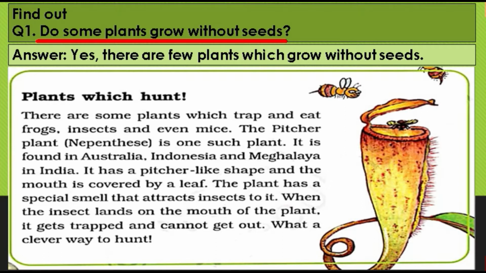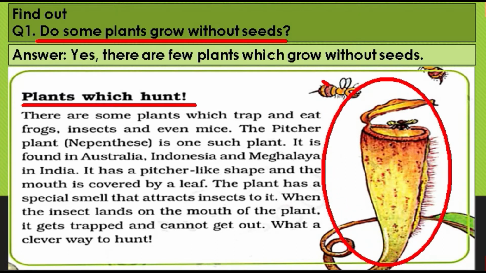Now students, here is an important discussion about plants which hunt. As you can see here in an image, can you identify it? Students, this is an insectivorous plant, and as I said in the introduction of this chapter, we will learn about insectivorous plants. There are some plants that trap and eat frogs, insects, and even mice too, and such plants are called insectivorous plants.